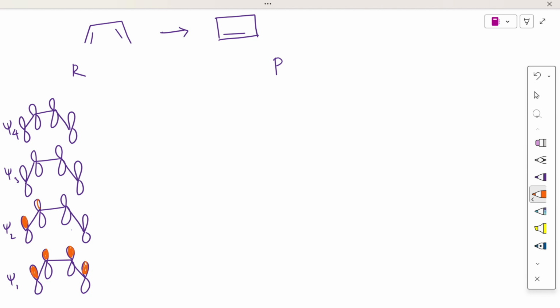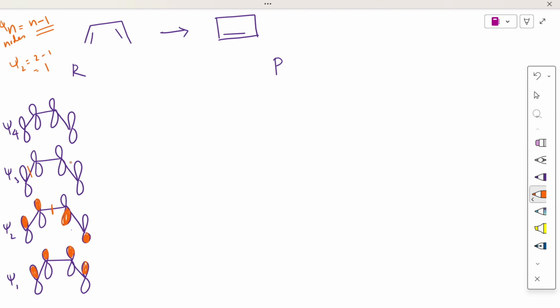And Xi2 will be having 1 node. So we know that the number of nodes is equal to n minus 1. So Xi(n) will be having n minus 1 nodes. So if I have Xi2, I'll be having 2 minus 1 nodes, so it will be having 1 node. Xi4 will be having 4 minus 1, so it will be having 3 nodes. So here I'll be having 1 node. A node is a place where the probability of finding the electron is 0. That is known as a node.